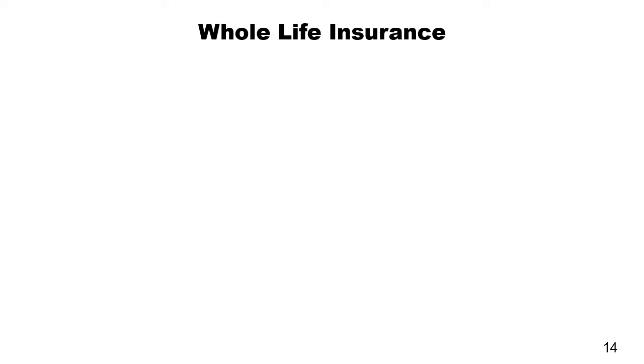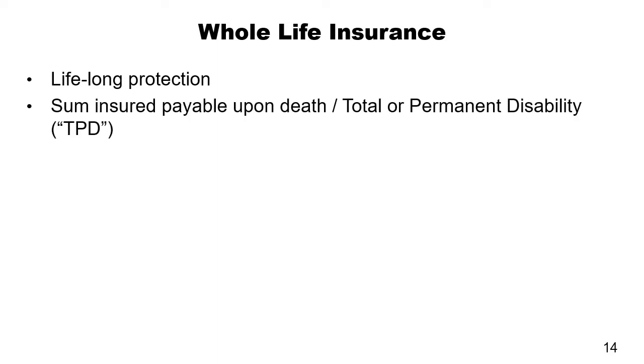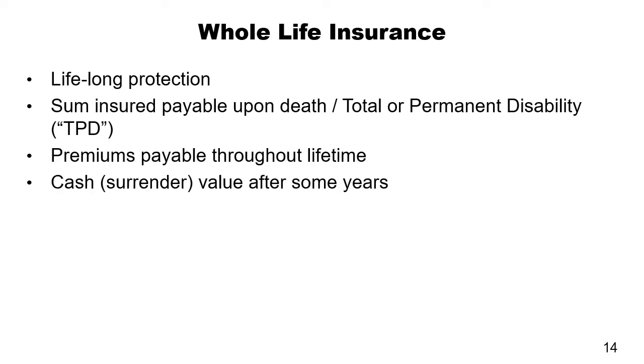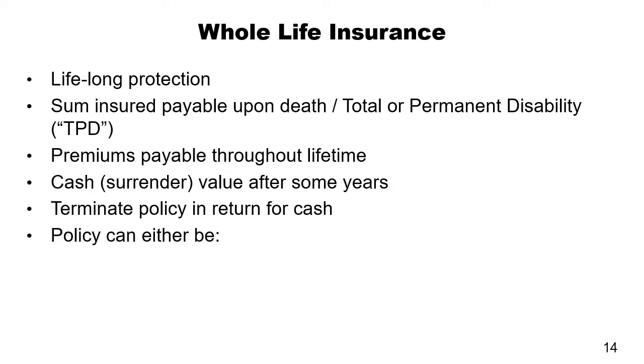Whole life insurance. Lifelong protection. The sum insured is payable upon death or total and permanent disability, in short TPD. Premium is payable throughout lifetime. Cash or surrender value is available after some years. You can terminate the policy in return for cash. Policy can either be with profits or without profits.